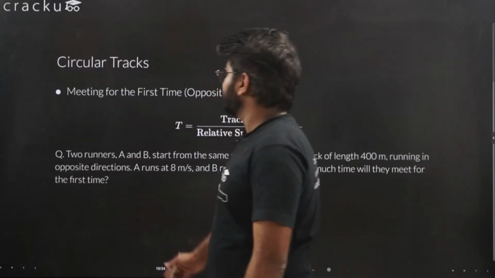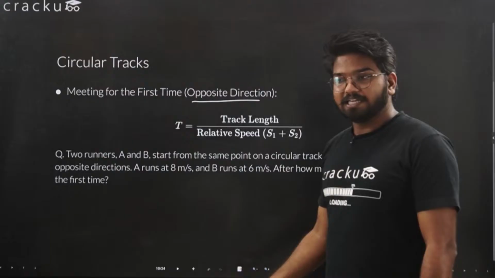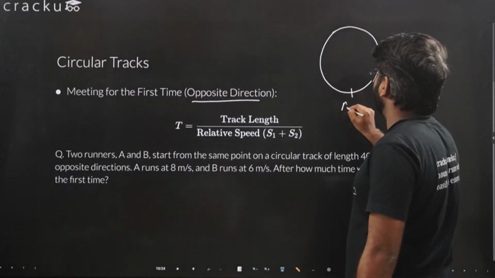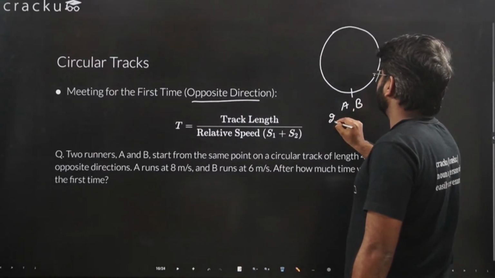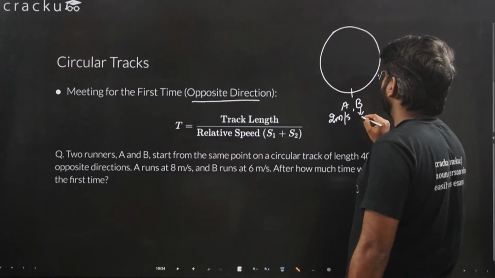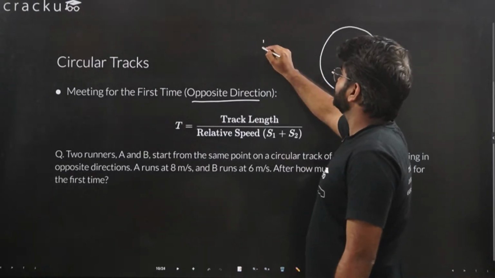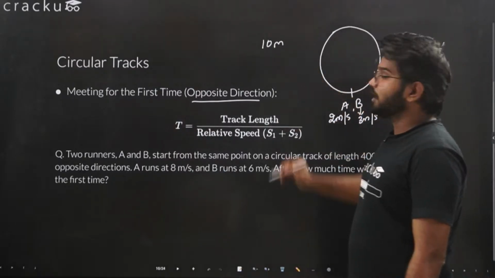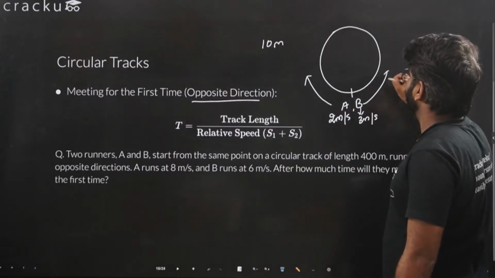The second case is just another case when both are moving in opposite direction, and this is pretty logical. Let's say the same circle, here they are A and B, they are moving at the speed of 2 meters per second, and B is moving at the speed of 3 meters per second. The length of the track is 10 meters. Now if they are moving in opposite direction, this person is moving here, this person is moving here.